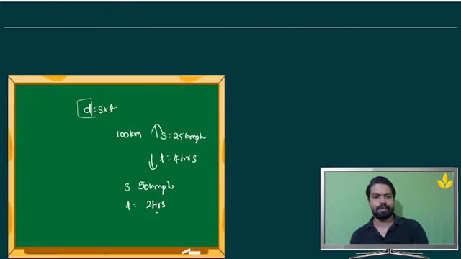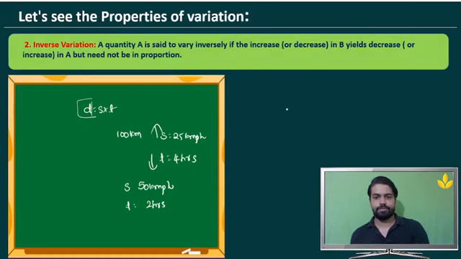Similarly, in case of inverse relation, if A is inversely proportional to B, I can say the product is constant: A1 B1 is equal to A2 B2. So if any one is missing, I can find it out easily. Also, if the ratio of A is given as 1:2:3, that means A is doubled and tripled. B will not become double, B will become half, and then 1/3.